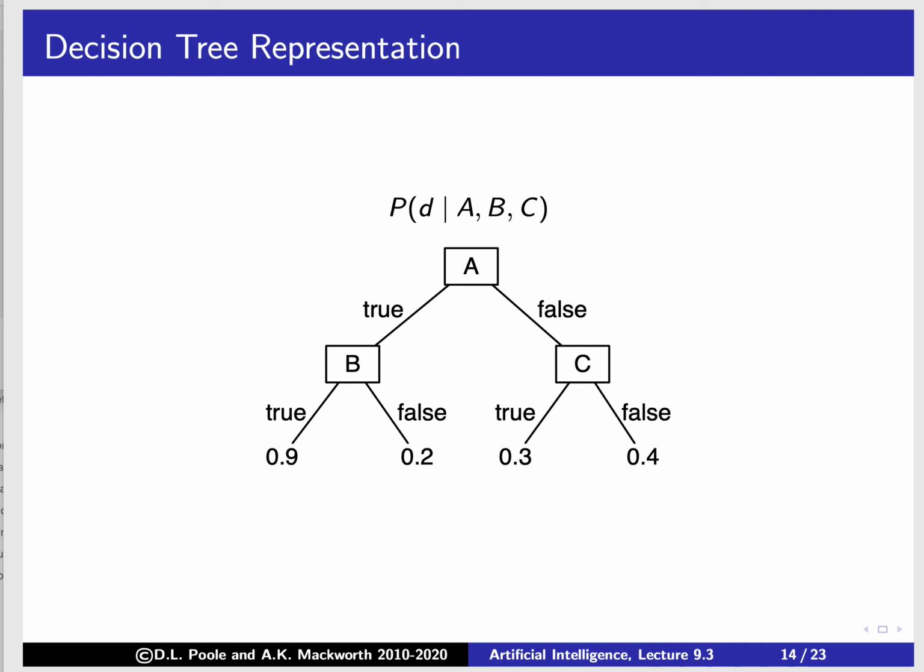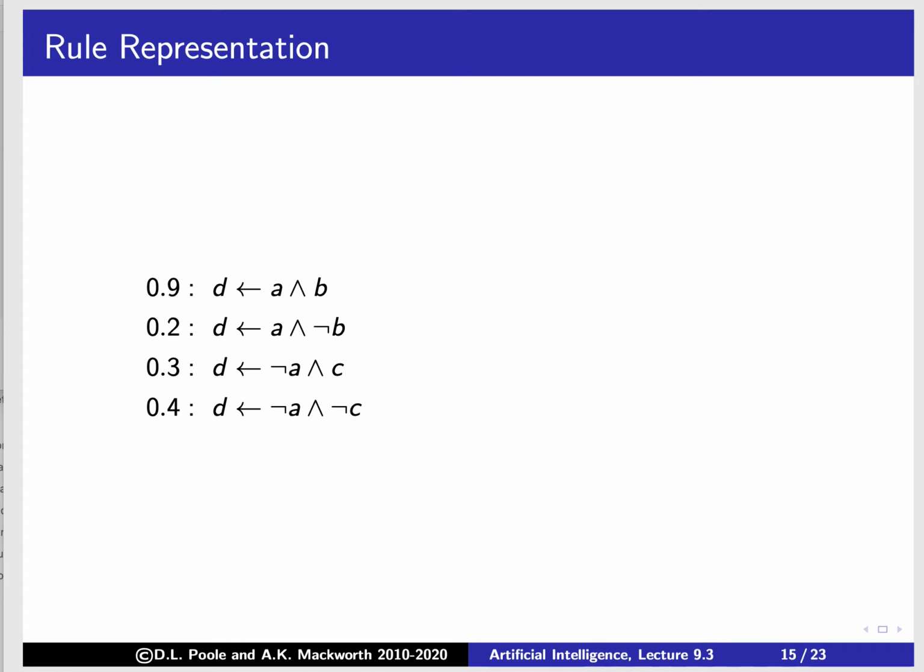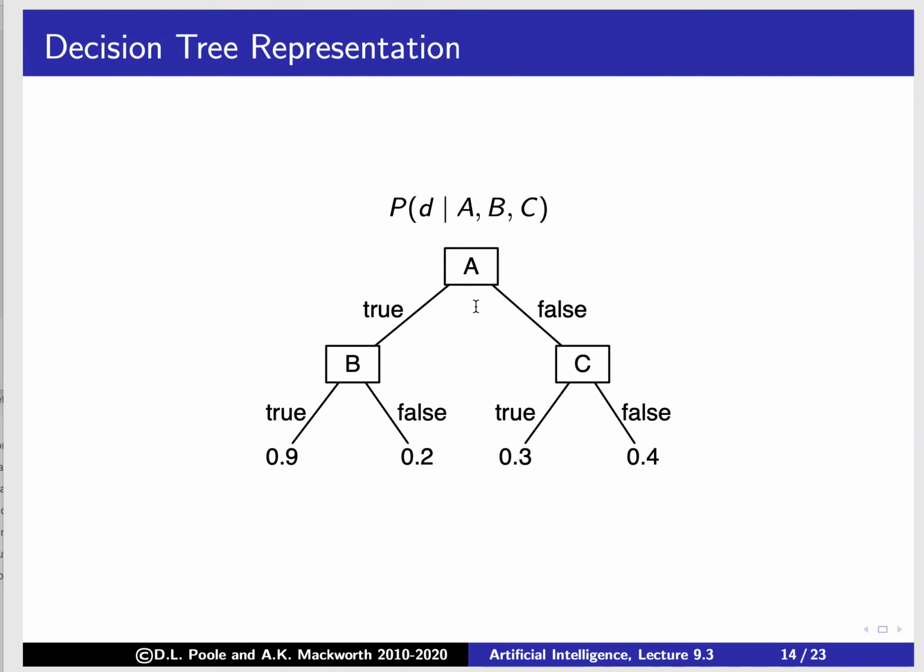Okay. So another one is a rule representation, where you could say, well, if A and B is true, the probability of D is 0.9. If A is true and not B is true, the probability is 0.2. So let's try and do the same things. When A is true and B is true, it's 0.9. When A is true and B is false, it's 0.2.